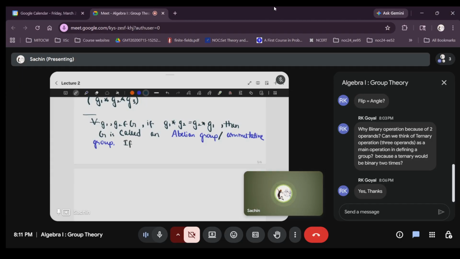If a group is not abelian, we simply call it a non-abelian group, or you can say non-commutative.